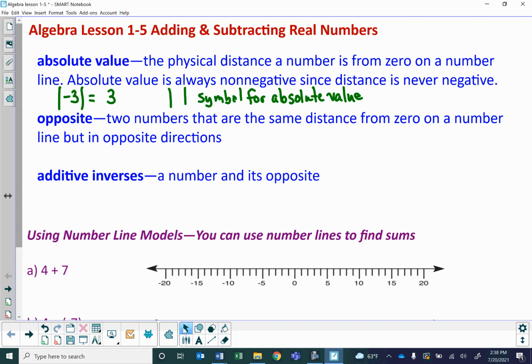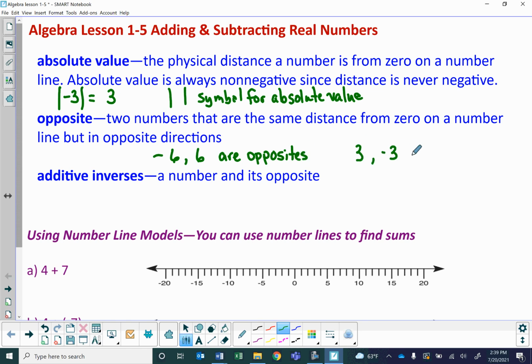All right, opposite. The opposite are two numbers that are the same distance from 0 on the number line, but in opposite directions. Okay, so the opposite of -6 is 6. And like the opposite of 3 is -3.